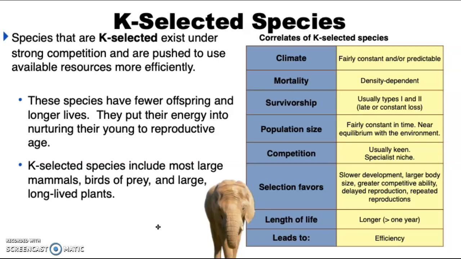So there's slower development, usually larger, they're more competitive, they reproduce later in life, and our length of life as a K-selected species is typically longer than 1 year. So K-selected species population size tends to hover around our carrying capacity. We'll get to humans in a minute because we are a little bit different than other animal species, whereas we have not yet reached our carrying capacity.